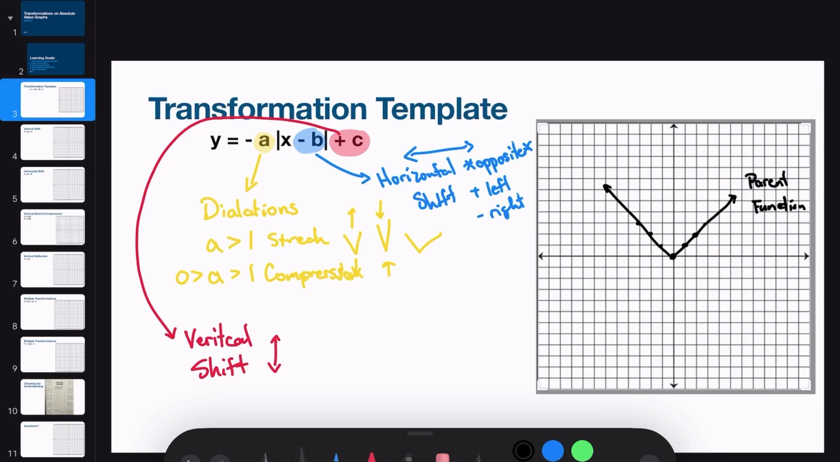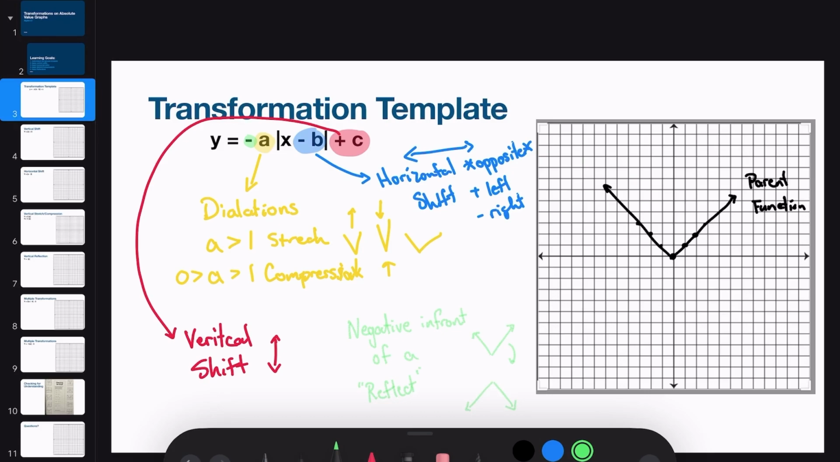Then can't forget about the last one in here, is this negative right there. This negative is our reflection. So if it's a negative value in front of your A, it's going to reflect this graph. So if it opens up like a parent does, it's going to flip it around, and this parent function is going to be opening down.